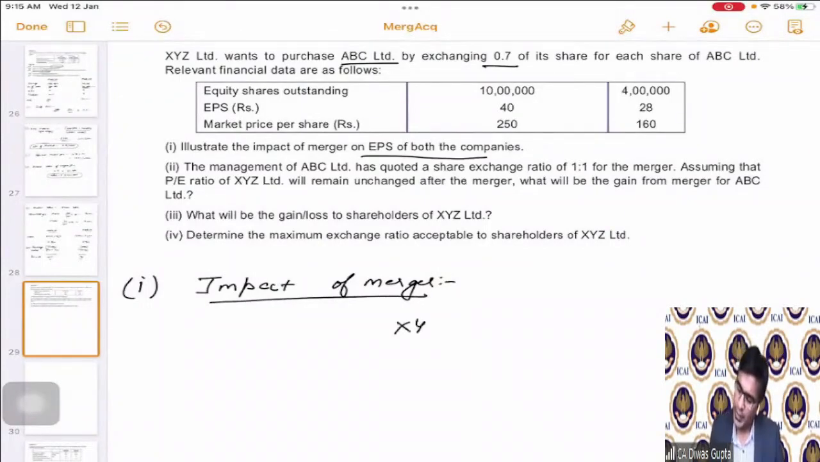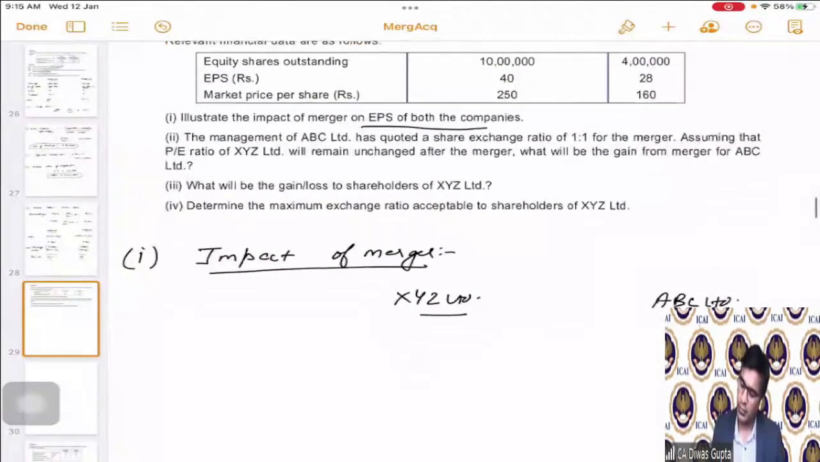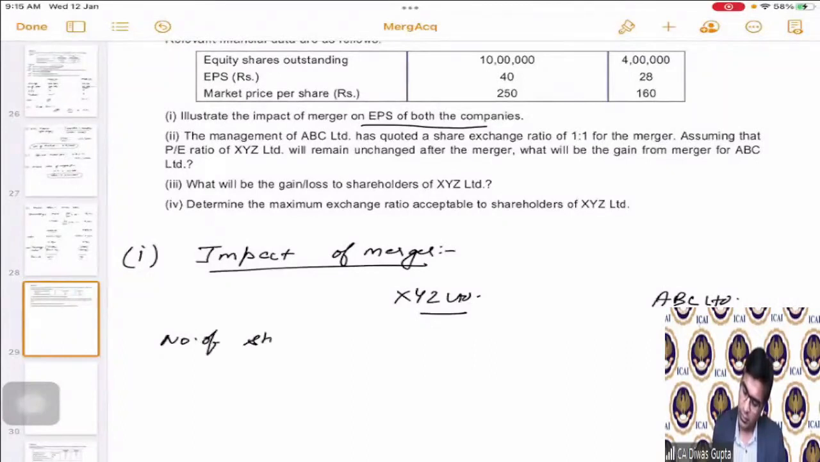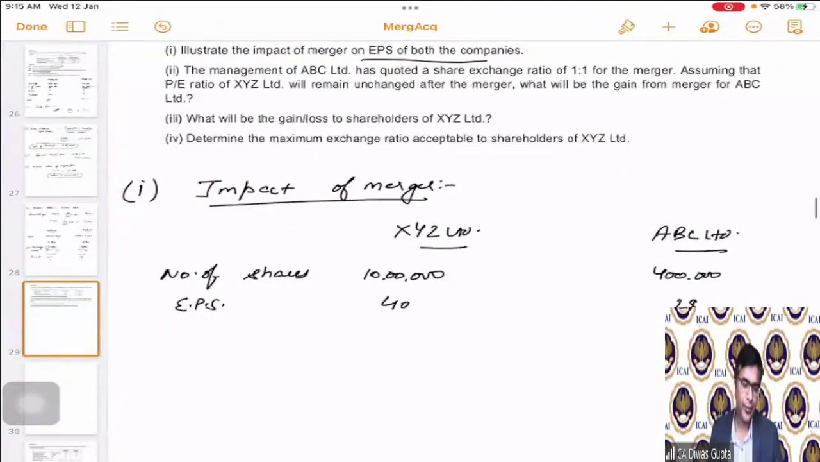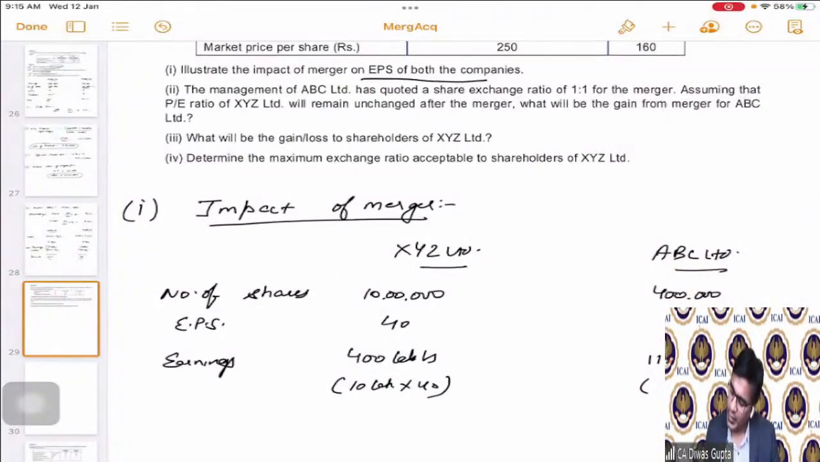Okay. So there are two companies, XYZ Limited and ABC Limited. Number of shares: 10 lakh and 4 lakhs. That is given to us. EPS is also given to us, 40 and 28. Earnings will be how much? 10 lakh into 40, correct? Which is 400 lakhs. And 4 lakh into 28, which is 112 lakhs. Here we have done 10 lakhs multiplied by 40, and here 4 lakhs into 28, which is 112.